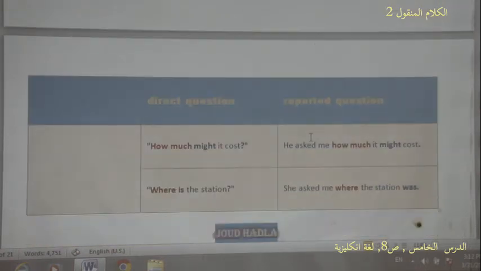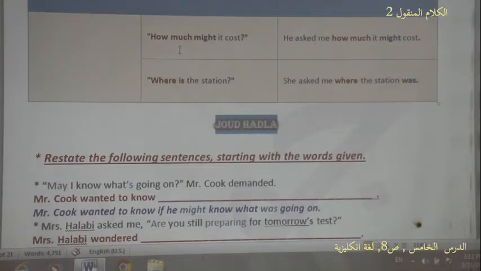Now, who has seen Ali? Present perfect. Don't forget to change it to past perfect. He asked me who had seen Ali. Okay? Now another example. How much might it cost? Don't forget, might is not changed. We don't change it, we only replace. So, how much? He asked me how much it might cost.